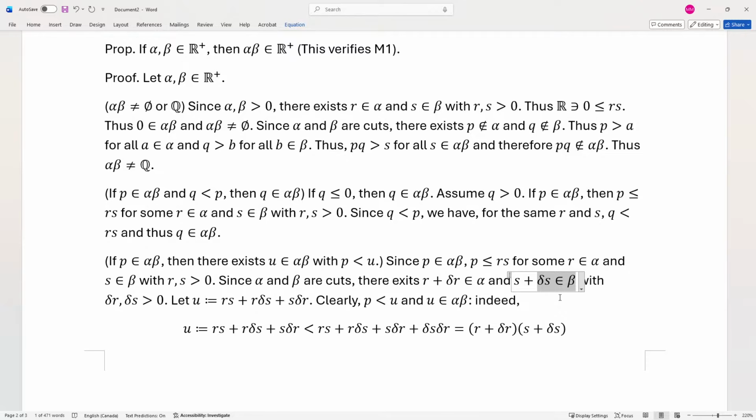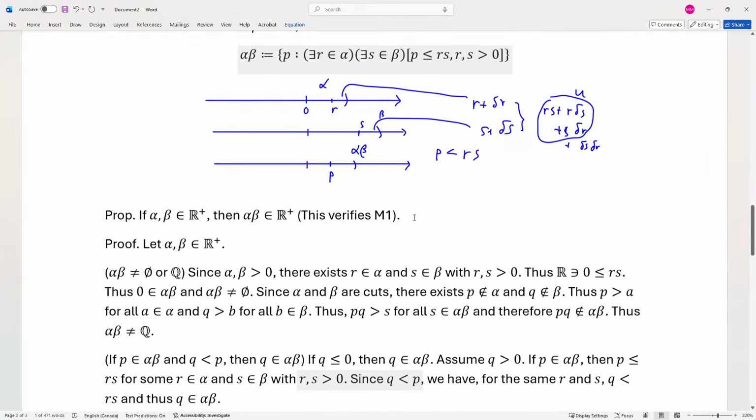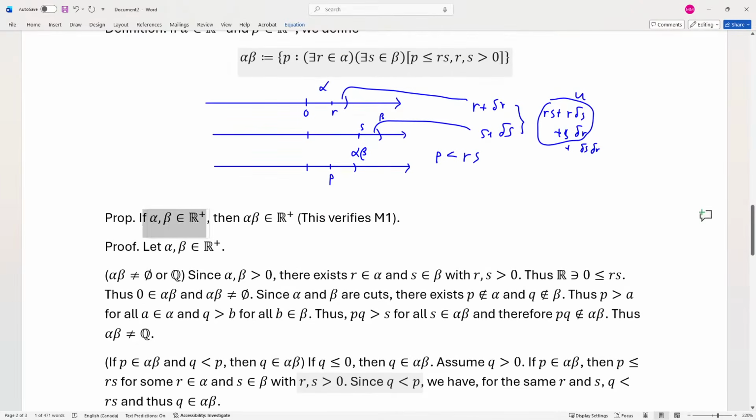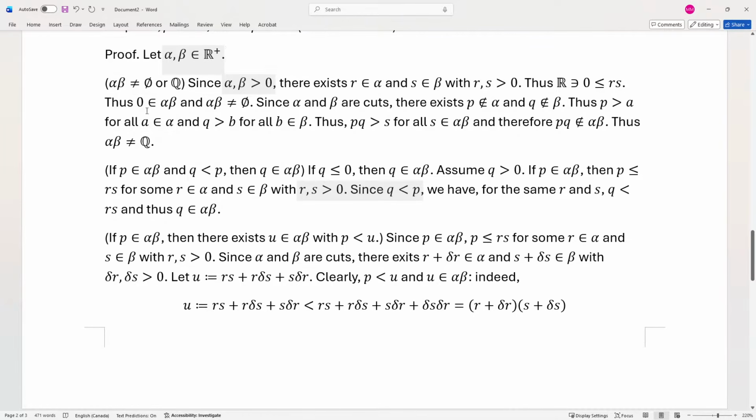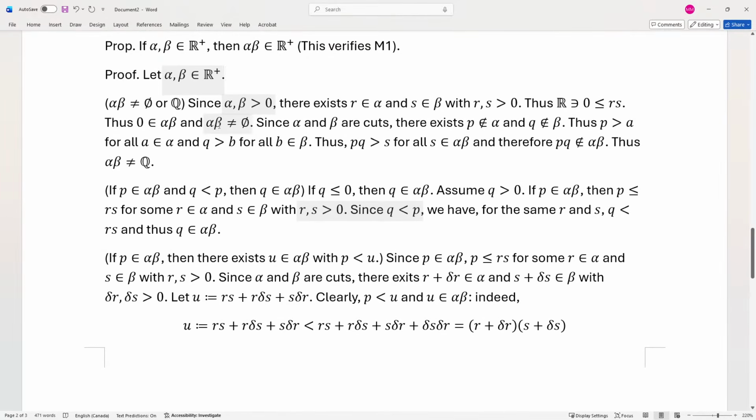Actually, we assumed alpha is in R plus and beta is in R plus, so that's the premise. Oh, actually, you said you wanted to show that alpha times beta is in R plus, right? That's a positive cut. Here we only showed that alpha times beta is a cut, but we can easily upgrade that.